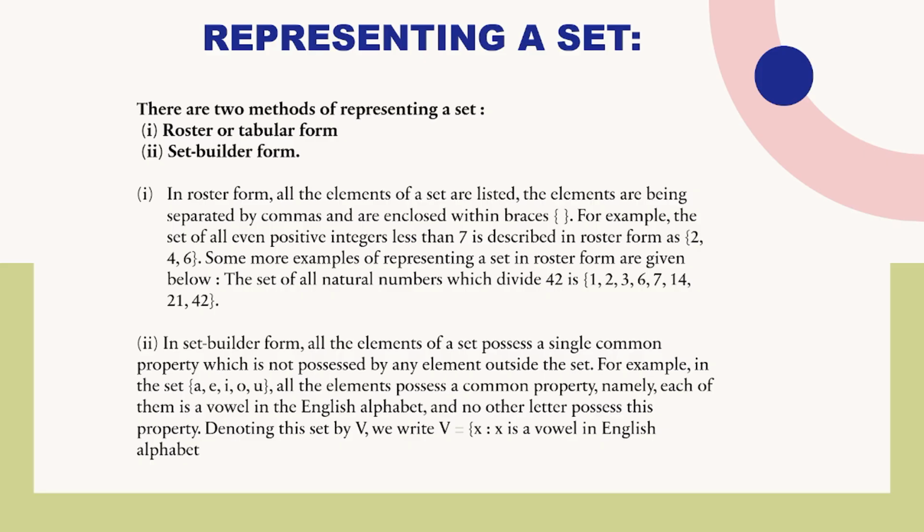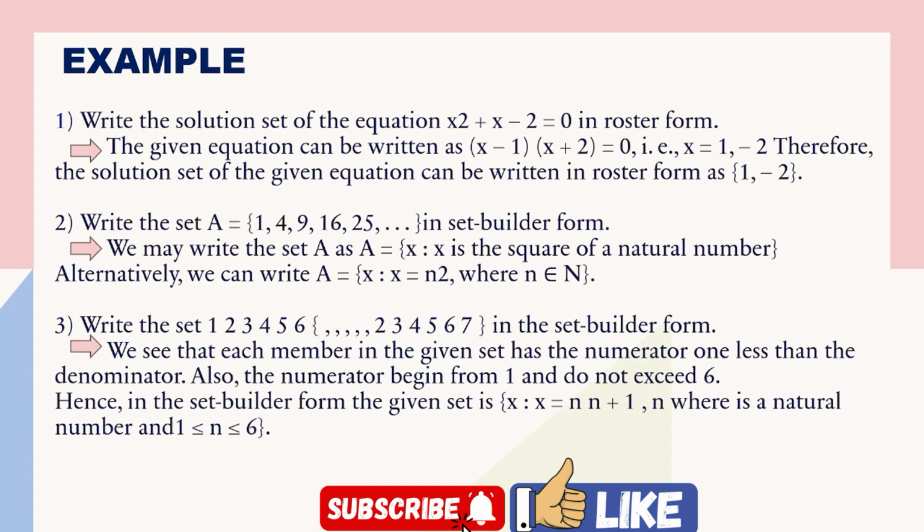Denoting the set by V, we write V = {x : x is a vowel in the English alphabet}. x is used to denote this particular set in set builder form. Now let's go on to the examples.